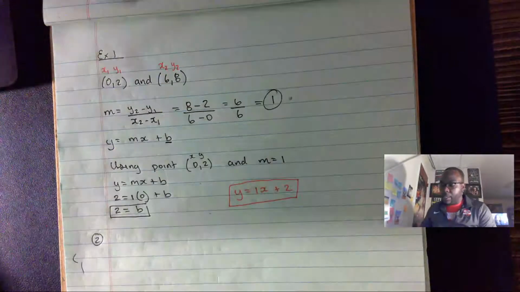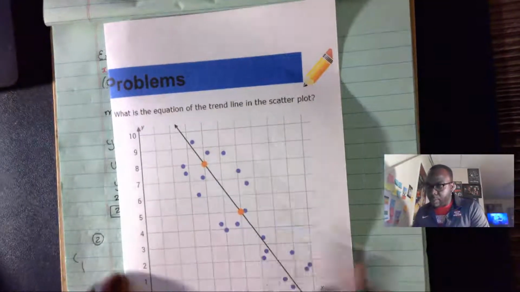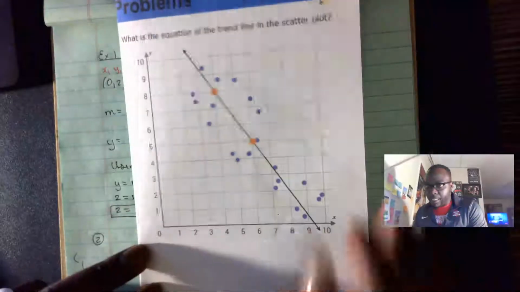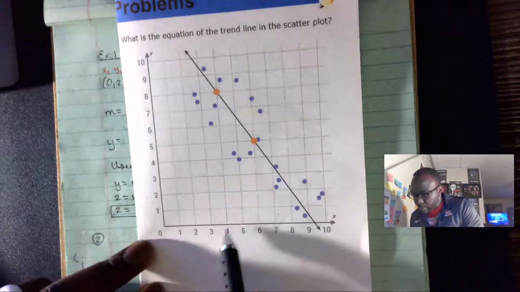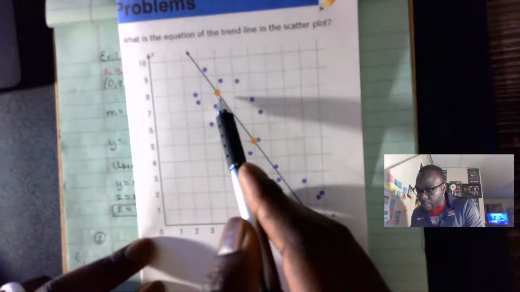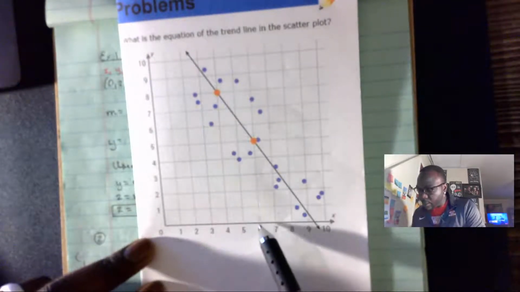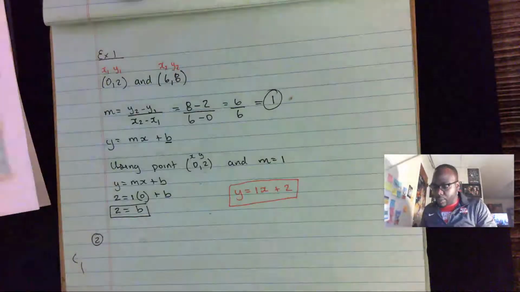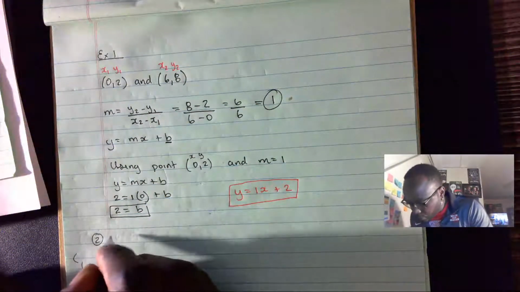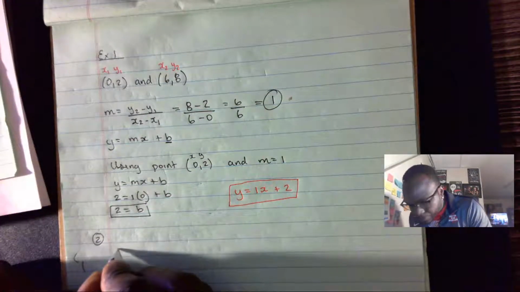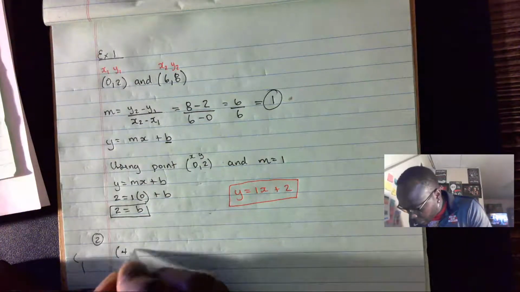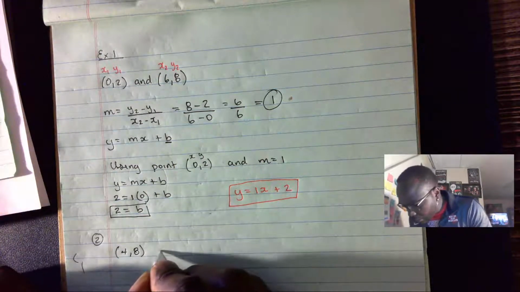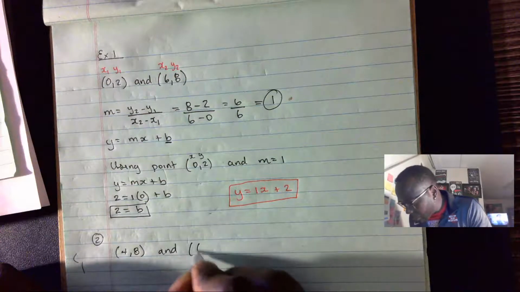All right. So here I have a second example where my 2 points have already been identified for me, and IXL will do that for you. So 1 point is going to be (4, 8), when x is 4, y is 8, and the other is going to be (6, 5). So I'm going to go ahead and write these 2 points here. So I have point 1, (4, 8), and point 2 is going to be (6, 5).